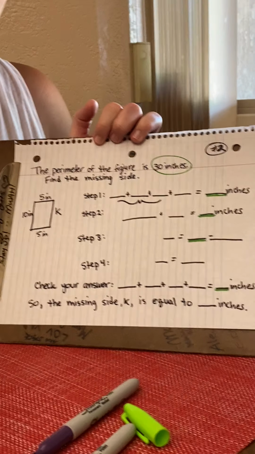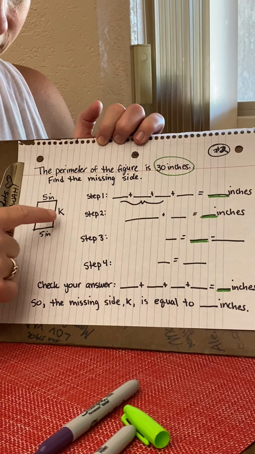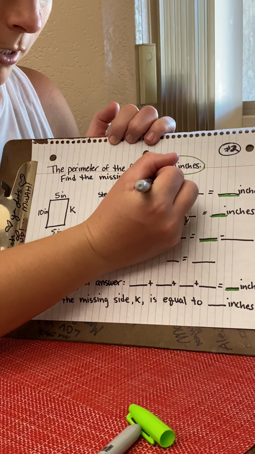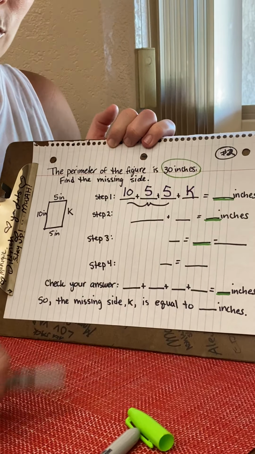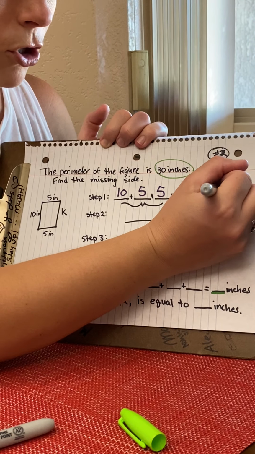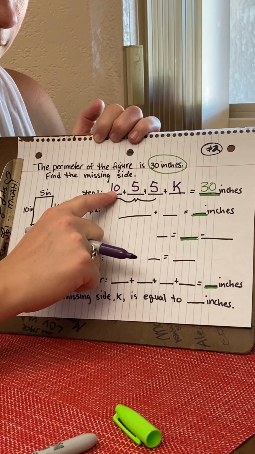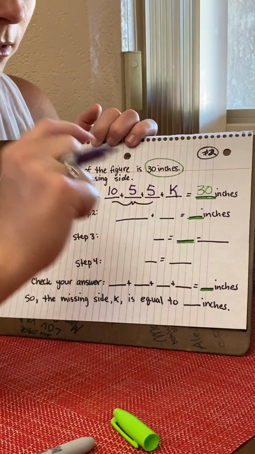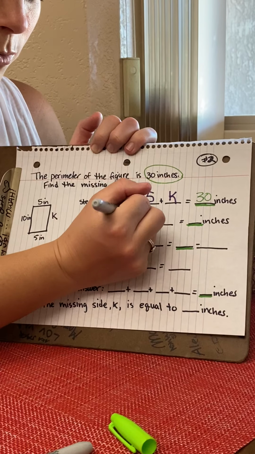So our figure has 4 sides, and that means I have to have 4 numbers, 10, 5, 5, and then there's a letter K. So I'm going to write those down. I'm going to do 10 plus 5 plus 5 plus the letter K, and it equals. Remember, it told us what our total perimeter is, which is 30 inches. I'm going to go back and I'm going to think to myself, what is 10 plus 5 plus 5? Pause your video and find your answer. So let's go back. 10 plus 5 is 15, plus 5 is 20.